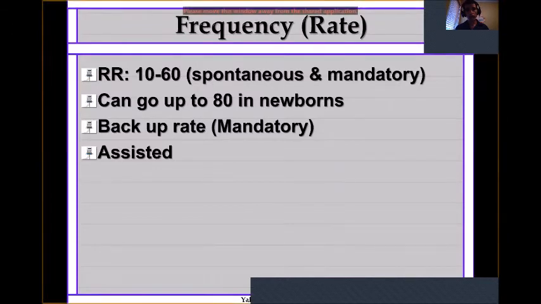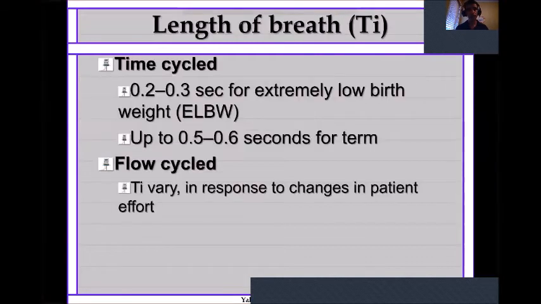And there is something called backup rate. When we say backup rate, we're talking about the mandatory or the machine delivery. And there's the assisted. Assisted means started by the patient and then helped by the machine. So there is spontaneous, patient only. There is mandatory, totally by the machine. And there is the assisted, which is started by the patient and then gets help from the machine.